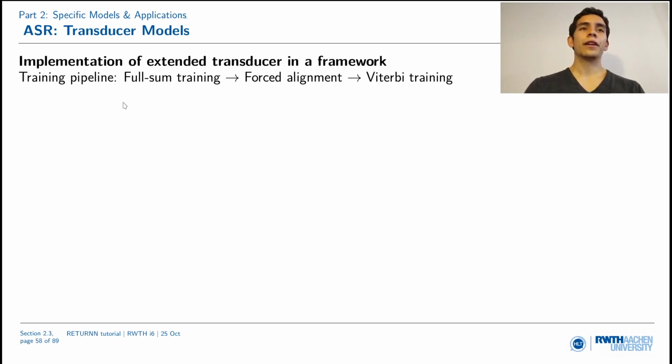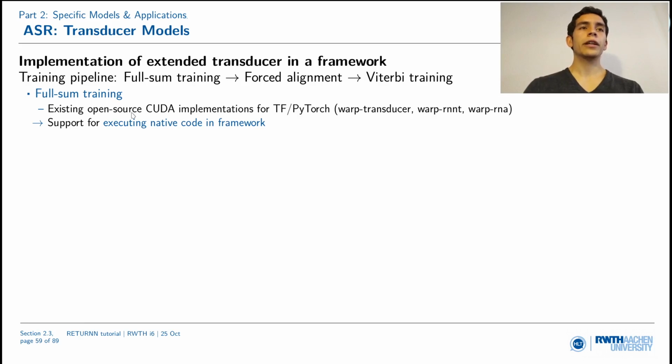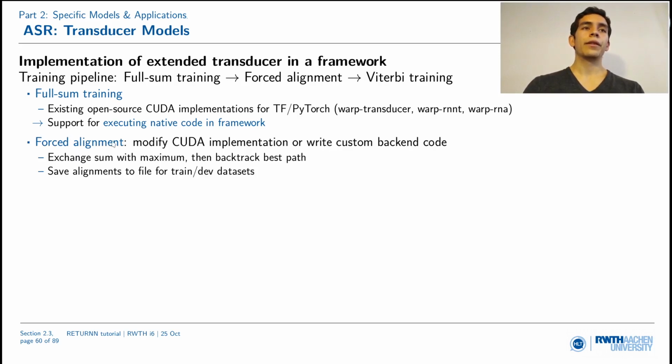And the implementation of the extended transducer in a framework includes our training pipeline. That means we first perform full sum training, then extract some alignment, the best path alignment, and then perform Viterbi training. For the full sum training, there exists an open source CUDA implementation for TensorFlow and PyTorch. So that means that the framework has to support executing native code. And in the forced alignment step, in the second step, we can either modify the CUDA implementations or write custom backend code. So that means instead of taking the full sum, we exchange the sum with the maximum and then backtrack the best path through the lattice.